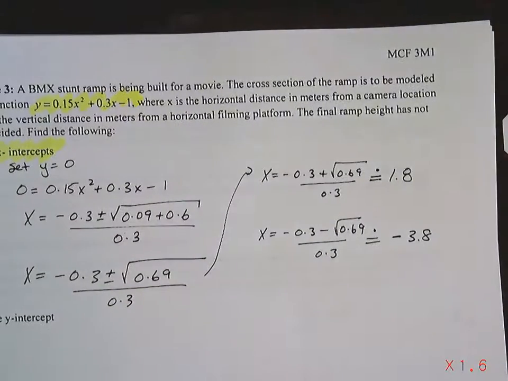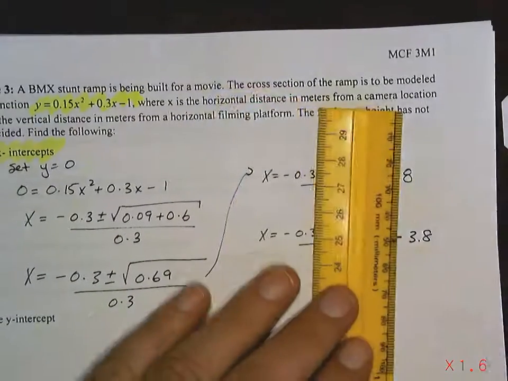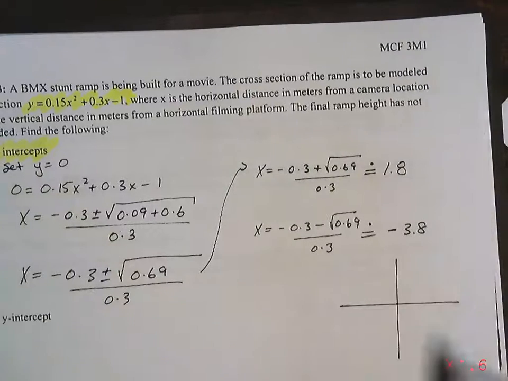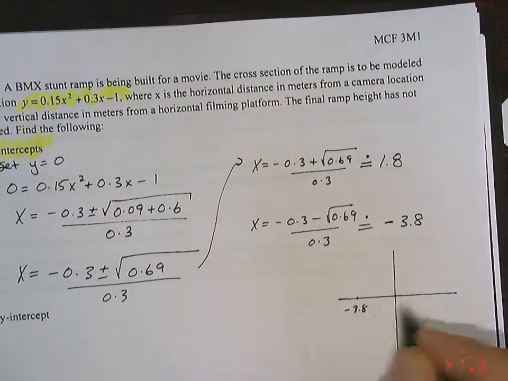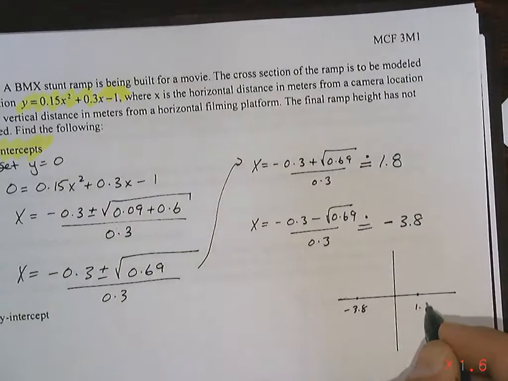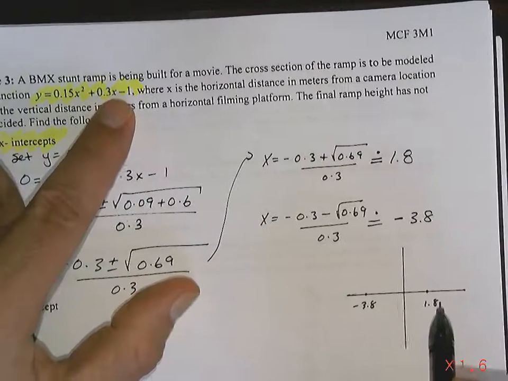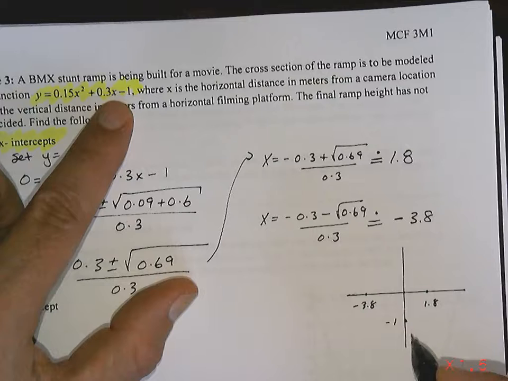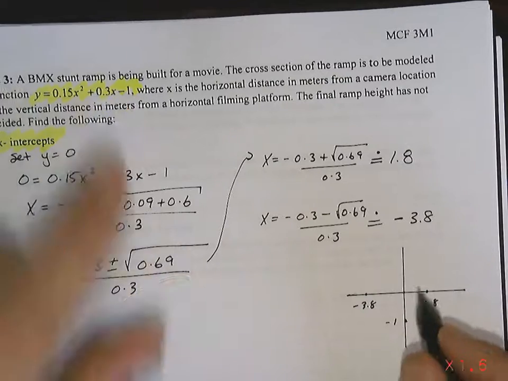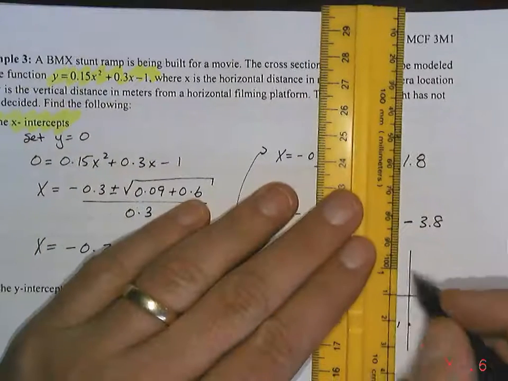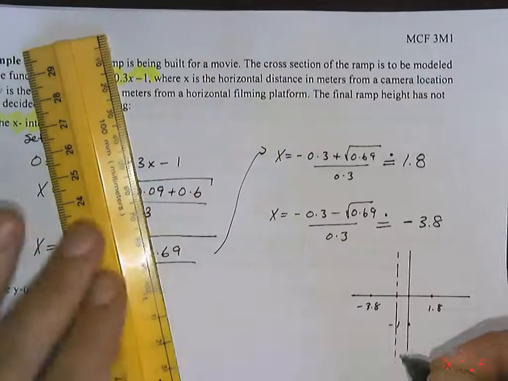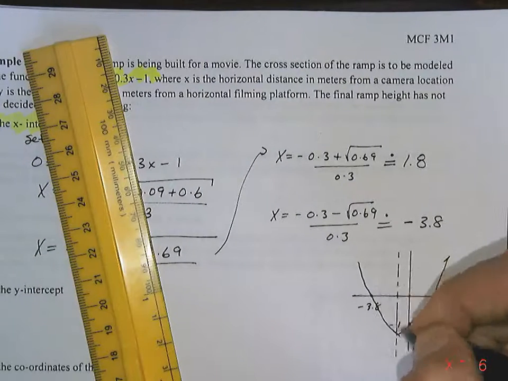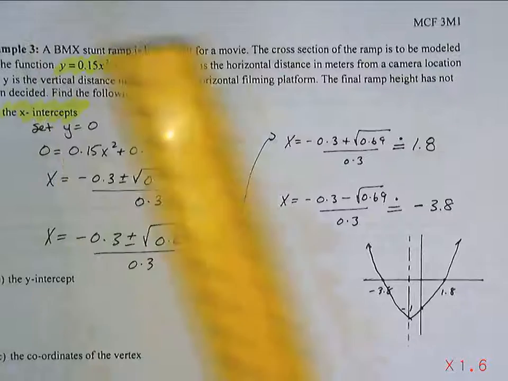So what do we know so far? Well, I've got an interesting little diagram here that looks something like this. I got negative 3.8 for one of the x-intercepts, and I got 1.8 for the other x-intercept. What else can I tell just by looking at it? It goes down to negative 1 on the y-axis. And the vertex is going to be somewhere in between these two, on this side somewhere. Which means this looks something like this. So we've got something going on that looks something like this.